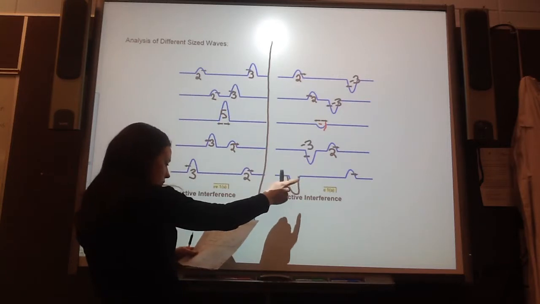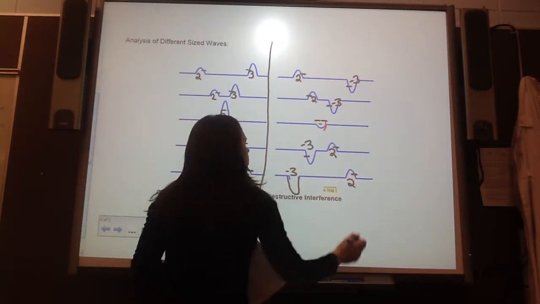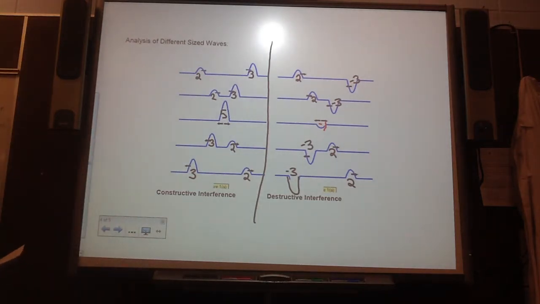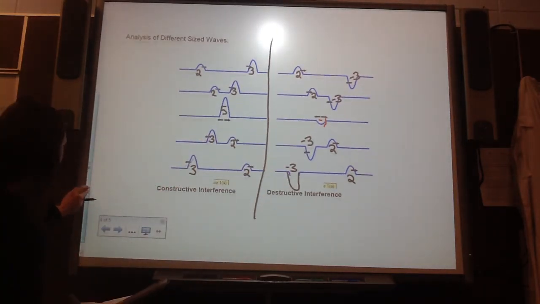And there's a trough missing on your last diagram here. It got cut off. So draw that in. So obviously you can see the differences between constructive and destructive, I hope.